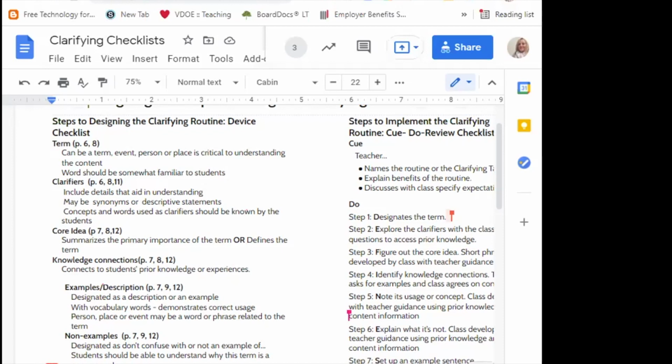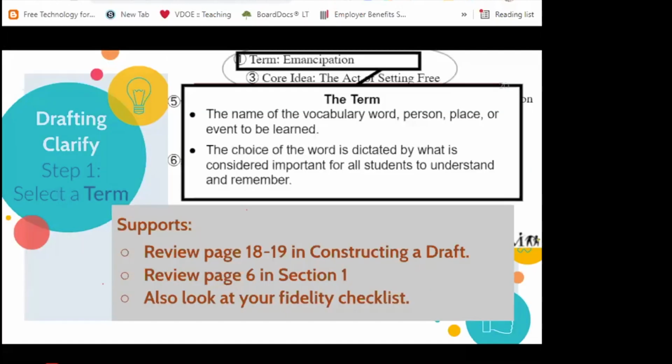So I'm going to go ahead and give you 2 minutes to select the term you're going to focus on.